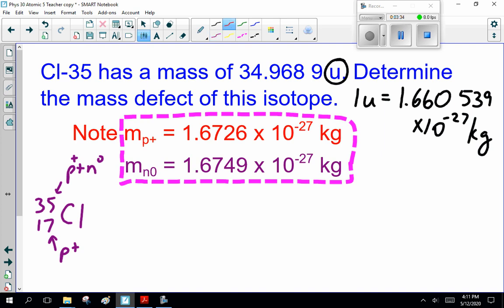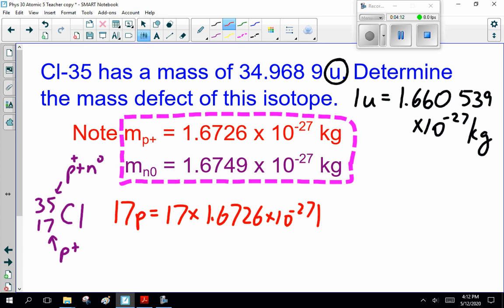We have 17 protons. That's 17 times... I should tell you what I'm doing rather than just doing it silently in my head. So I was saying we can do kilograms or atomic mass units. I'm going to convert everything to atomic mass units for the moment. So this is 17 times 1.6726 times 10 to the minus 27 of a kilogram, which is 2.89839 times 10 to the minus 26 of a kilogram.